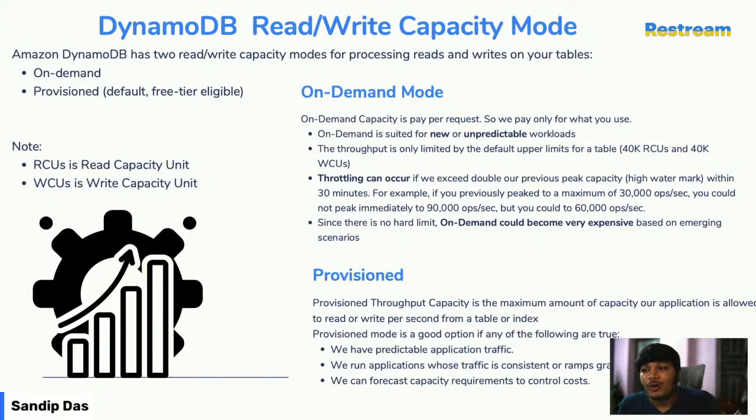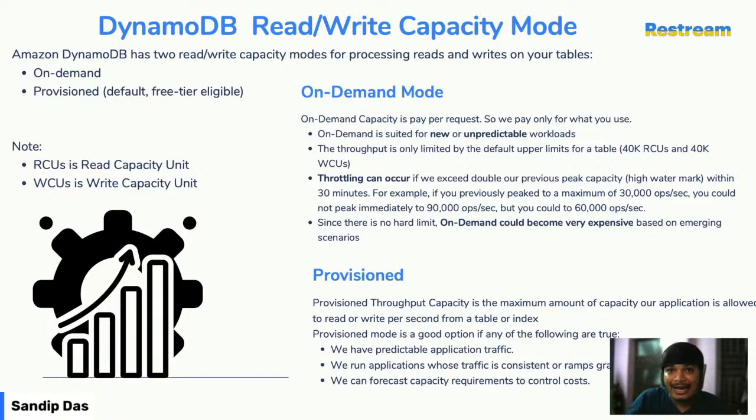So the throughput is also limited by upper limits. For example, 40K RCUs, meaning read capacity units, and WCUs, meaning write capacity units. As you can see here, the throughput is only limited by the default upper limits for a table: 40K read capacity units and 40K write capacity units.